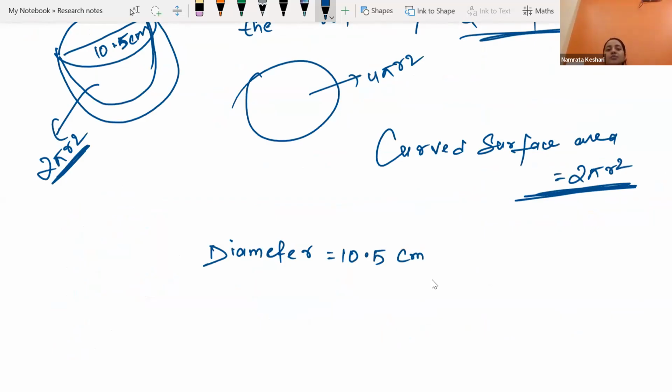Then accordingly we'll be finding the total amount. Yes, radius is 5.25 centimeter. Please use this radius in the formula 2 pi r square, where pi is 22 by 7 and r square is 5.25 into 5.25. Please do the calculation and tell me what you are getting.